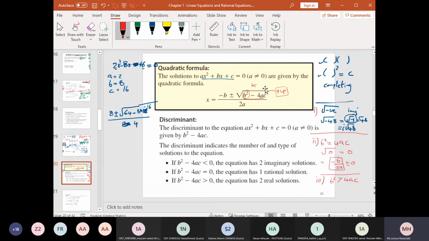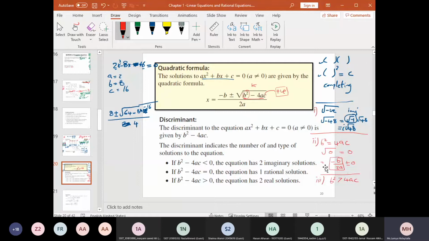Again, minus b minus this number, and then of course each one of them you divide over 2a. So you can have two real solutions. Okay, clear? So we must memorize this formula if you haven't. If we have any quadratic, first make sure it's a quadratic equation, then we can solve it using the quadratic formula, which is x equals minus b plus or minus square root of b square minus 4ac over 2a.